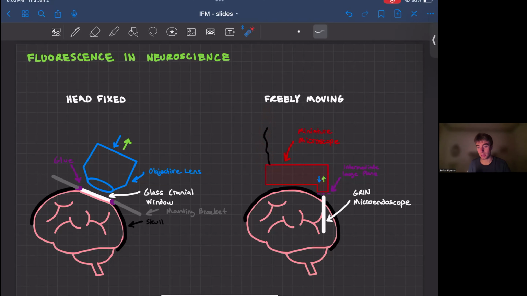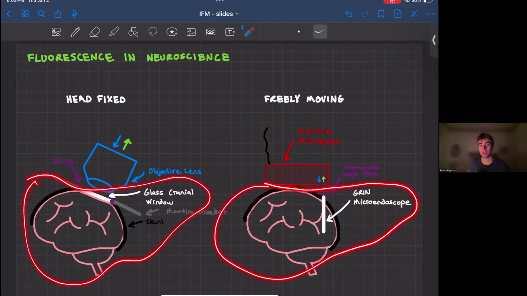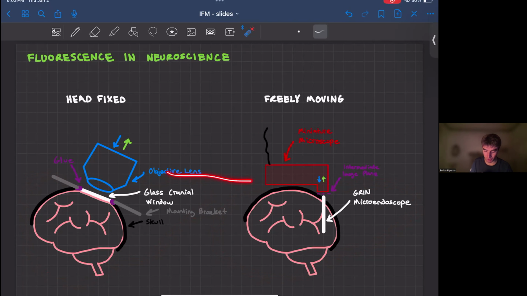The novel component of this drawing here is the GRIN microendoscope, which is a gradient refractive index lens which punctures the brain of the mouse and relays the image plane outside the skull. However, I should note that both of these surgical preparations, that is the glass cranial window and the microendoscope, can be swapped vice versa with both a head-fixed microscope and a freely moving miniature microscope.